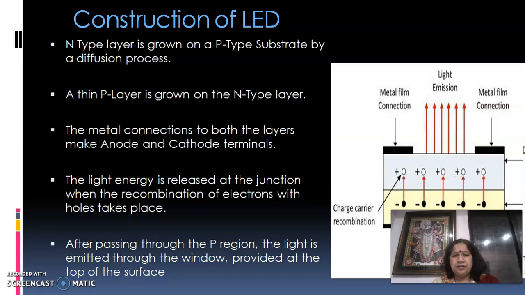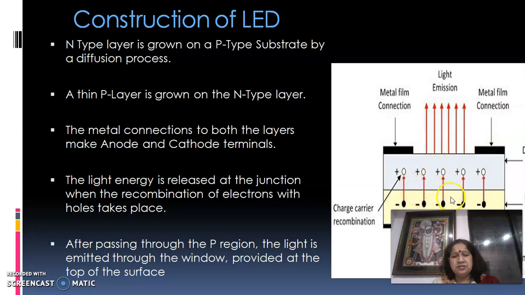Let's see the construction of LED. The material used in the construction of LED is quite different from our normal PN junction diode. Here, an N-type layer is grown on a P-type substrate by diffusion process. A thin layer of P-type is grown on this N-type layer. The metal connections to both the layers to make the anode and cathode terminals are taken.